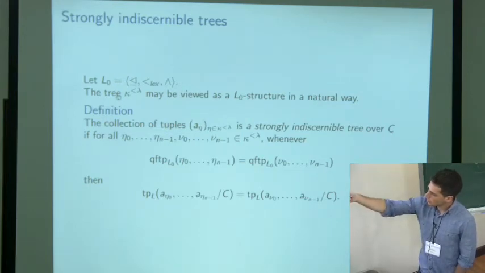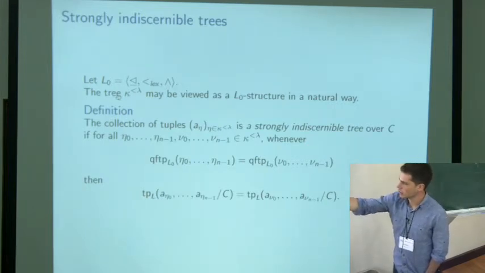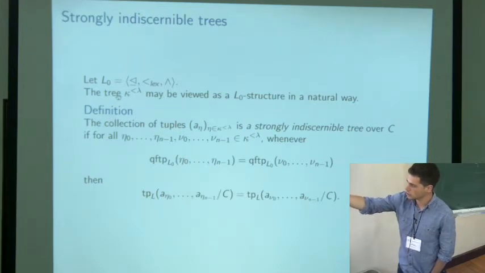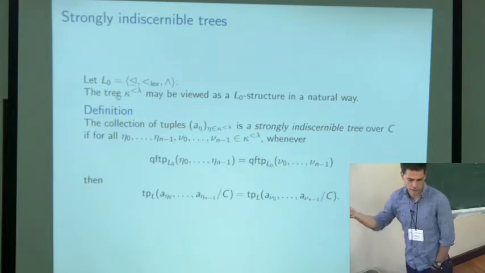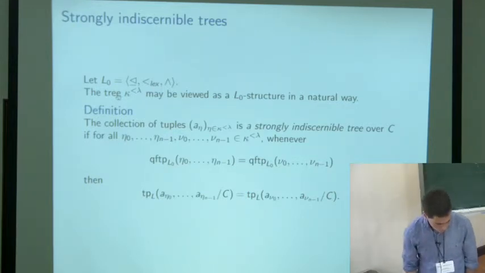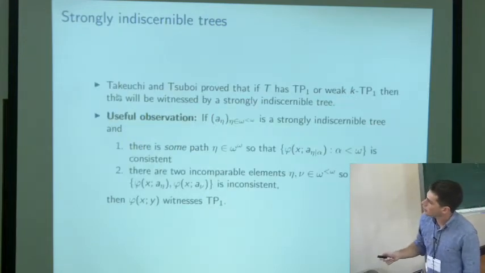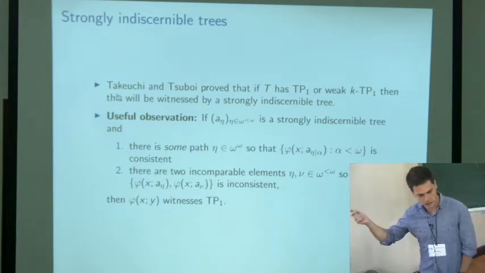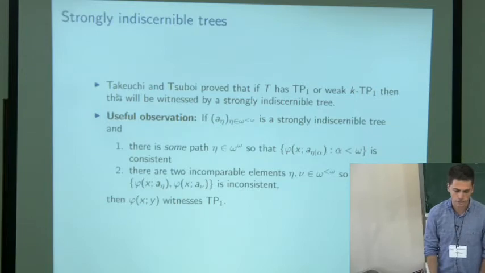OK, so if I have a collection of tuples indexed by this tree, I call it a strongly indiscernible tree over C if whenever I have a collection of tuples from my tree and their quantifier-free types are the same with respect to this language, then actually the types are the same. The elements that they index end up having the same type over C. OK, so Takeuchi and Tsuboi proved that if you have the tree property of the first kind, or even weak kTP1 for some k, then that'll be witnessed by a strongly indiscernible tree.